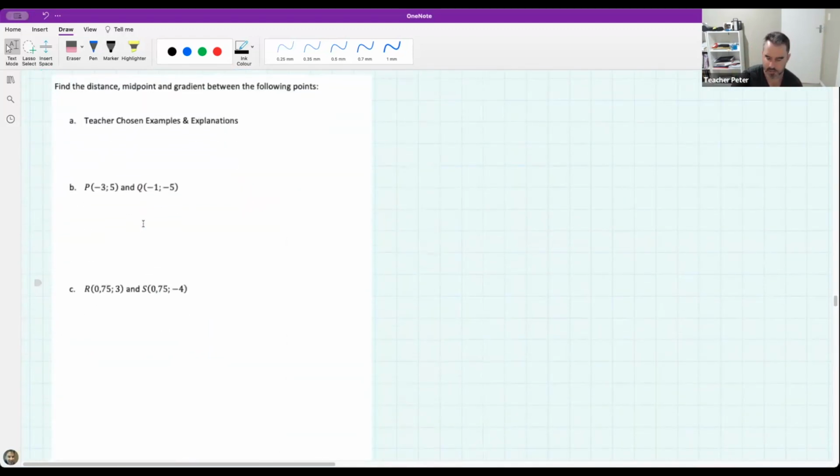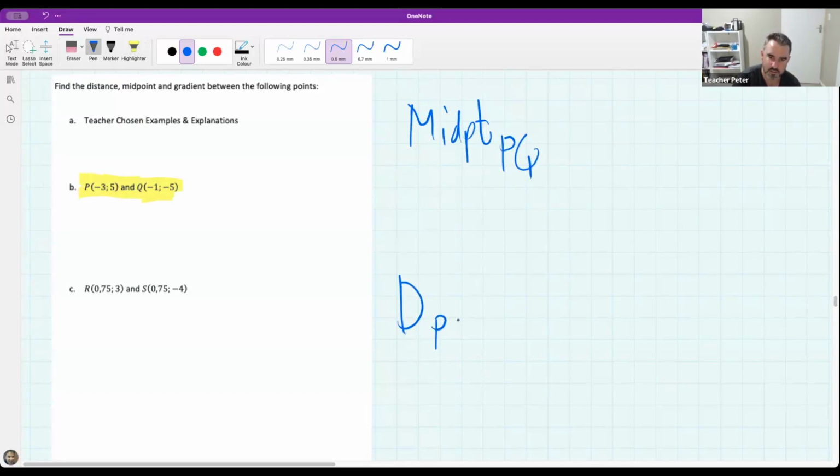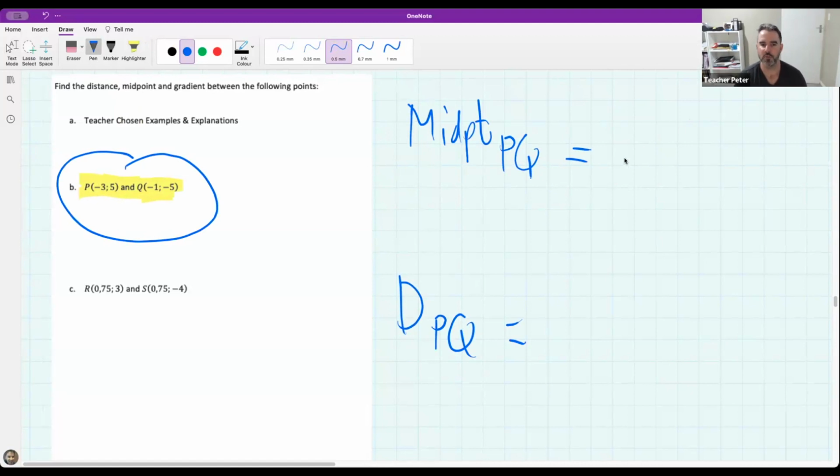Find me both the midpoint. So I want to know the midpoint of PQ, and I also want to know the distance between P and Q. So here's P and Q. You need to find me the midpoint between P and Q and the distance between P and Q.